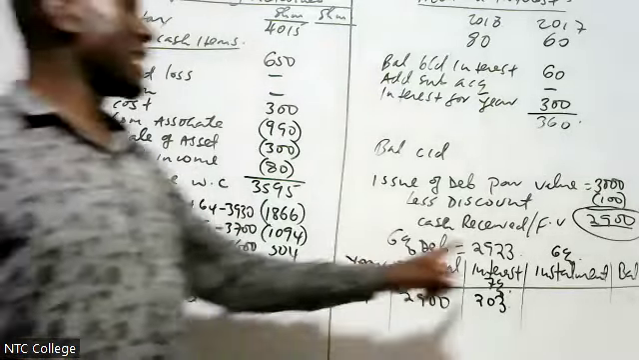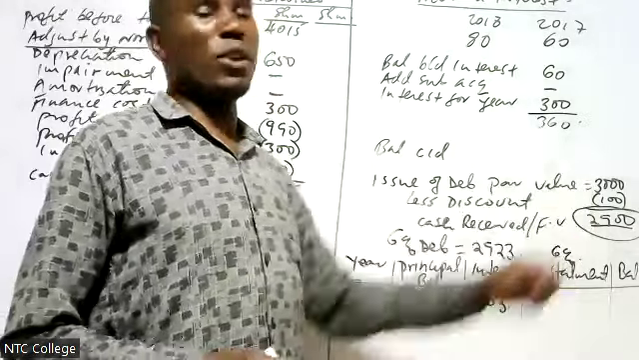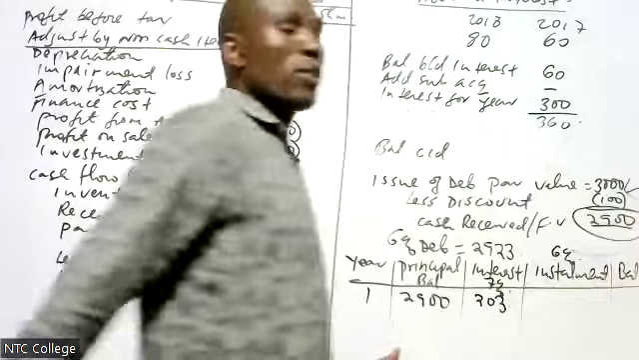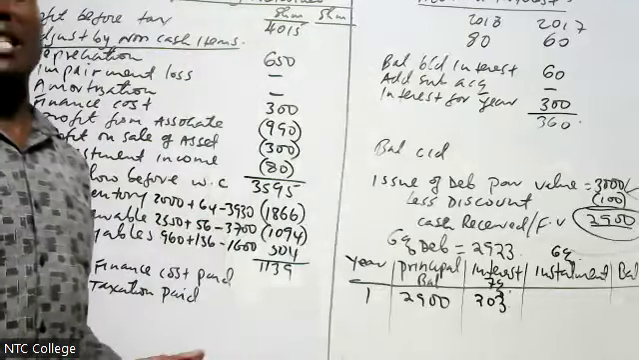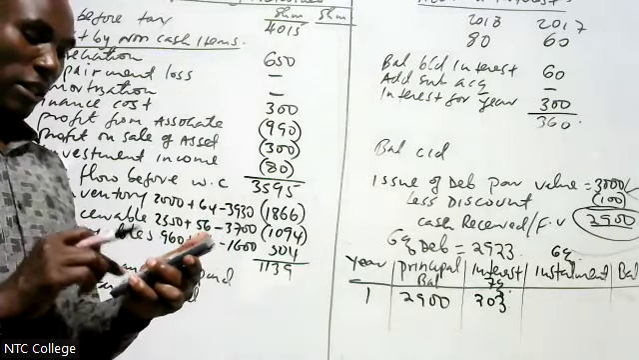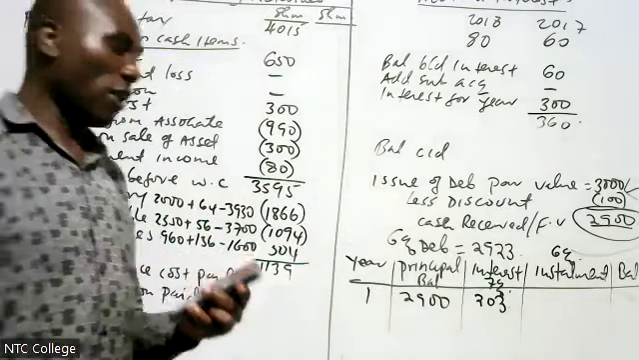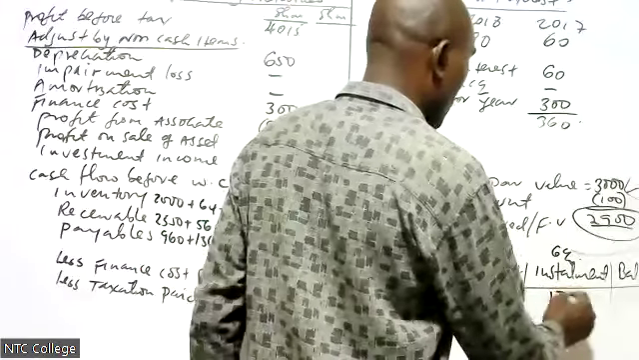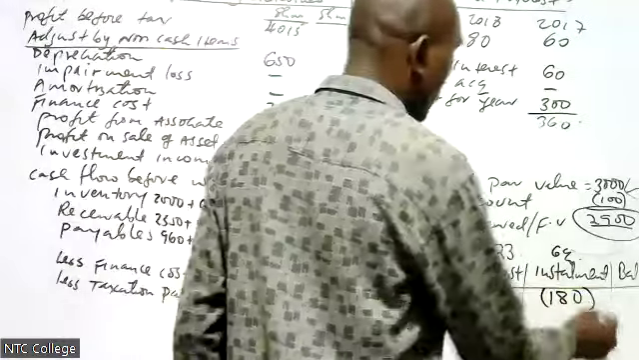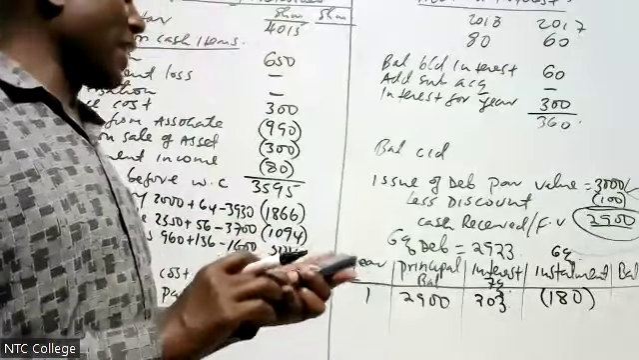And what we paid is 6% on the nominal value, the par value. 6% on the par value means 6% on 3 million, which is 180. It means that we paid out 180. Therefore, what is the balance at the end?